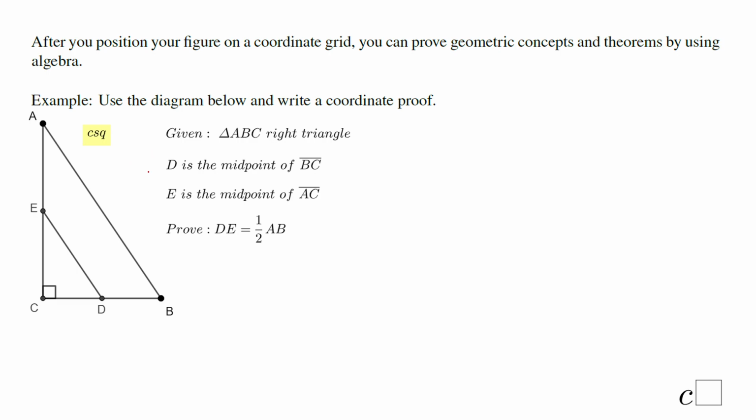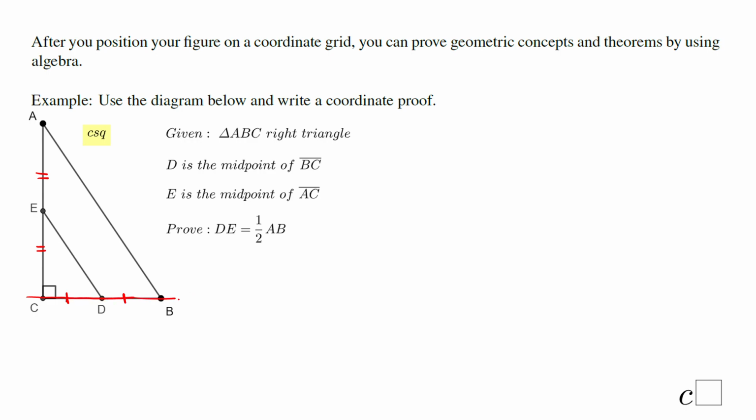We know point D is the midpoint of BC. These two segments are congruent. That is the meaning. And point E is the midpoint of AC. That means these two are congruent. So what we have to prove now is that DE, which we'll later call a mid segment, is half of this third side AB. So the first thing you're going to do is to position your triangle.